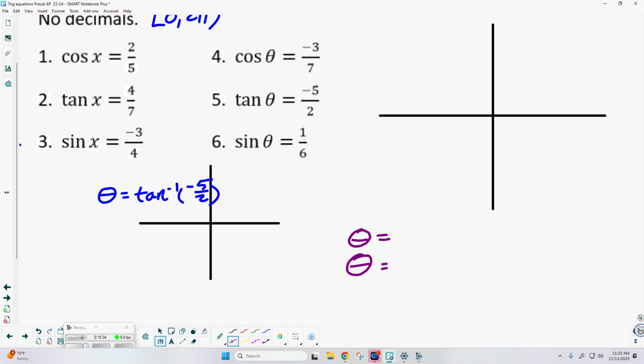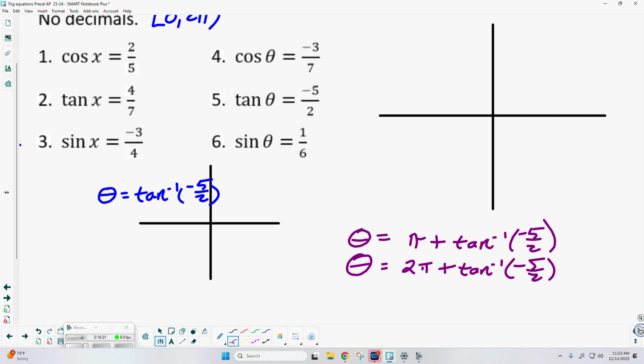Okay, here is what we should be getting. The first answer is pi plus tangent inverse of a negative 5/2. And then your second solution is going to be 2 pi plus tangent inverse of a negative 5/2. Okay, how many folks got that right? Not a lot of hands going up. So let's talk about it.